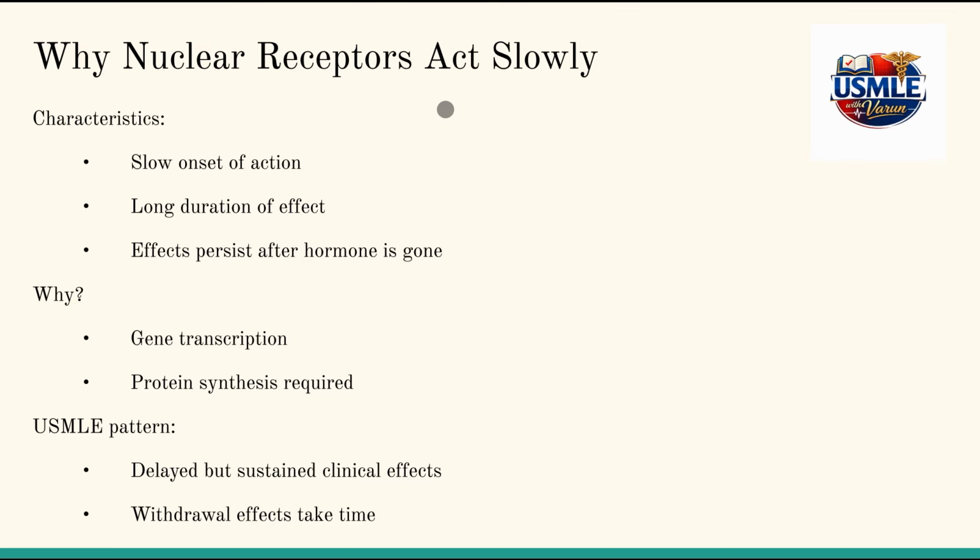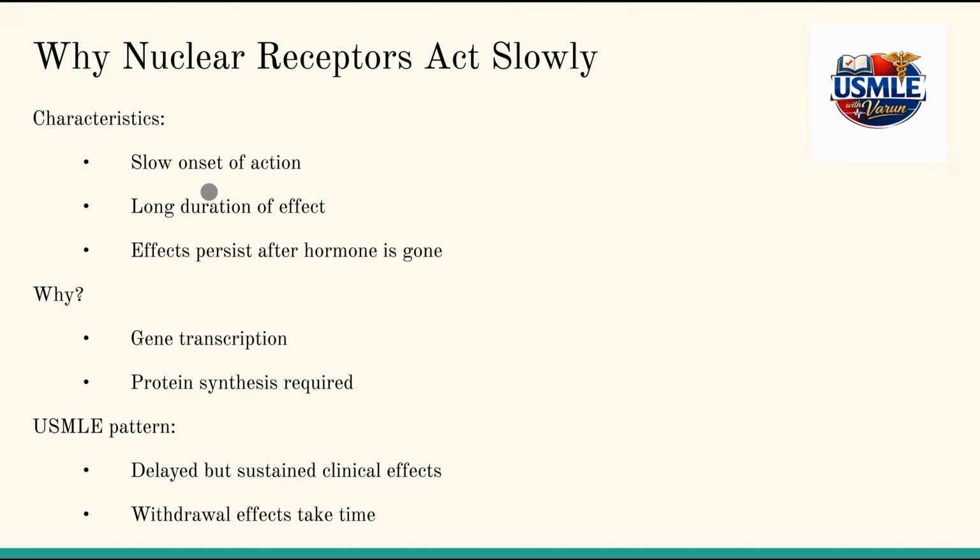Why do nuclear receptors act slowly? These hormones have a delayed onset, but they have a prolonged effect because of gene transcription. Gene transcription is involved here, and when gene transcription is involved, it takes some time for it to show its effect.